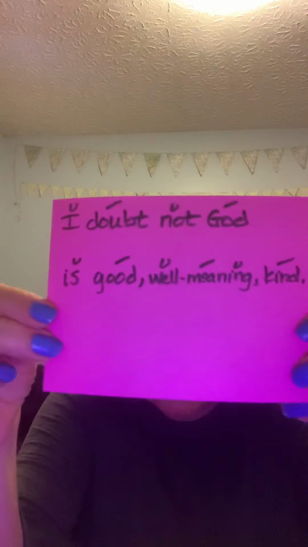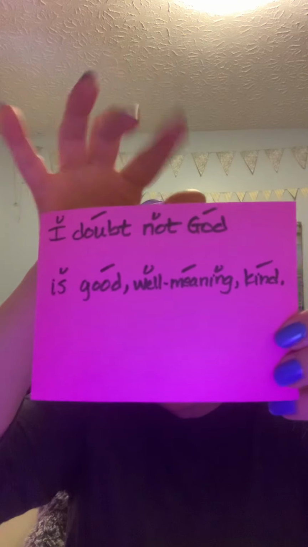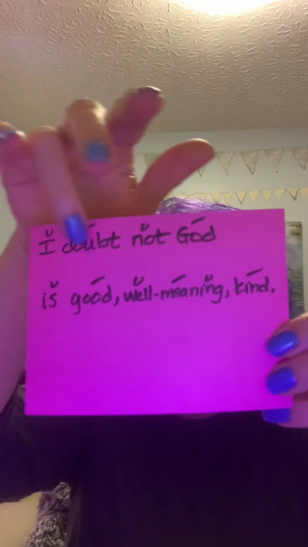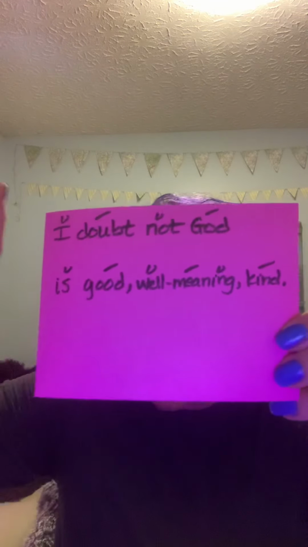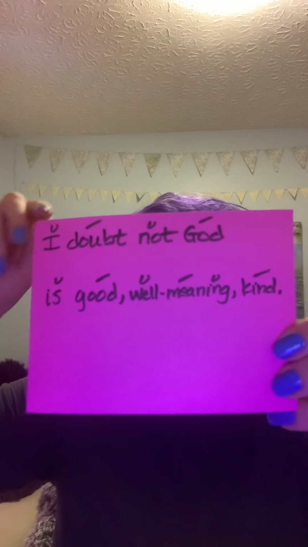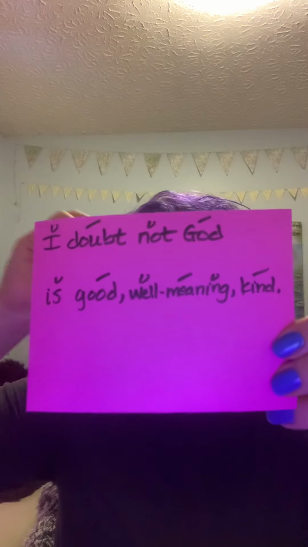So if we look at the first line of Countee Cullen's "Yet Do I Marvel," hopefully this doesn't show up backwards. It looks like this if you write the syllables over time, if you annotate where the stresses are. "I doubt not God is good, well-meaning, kind."